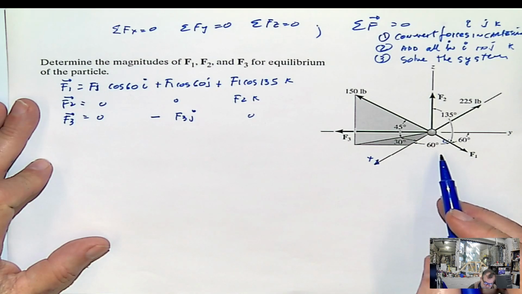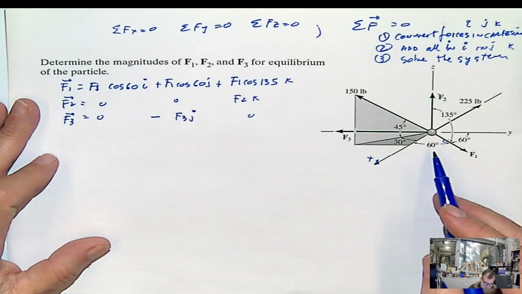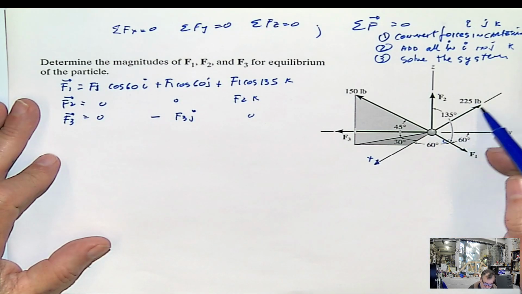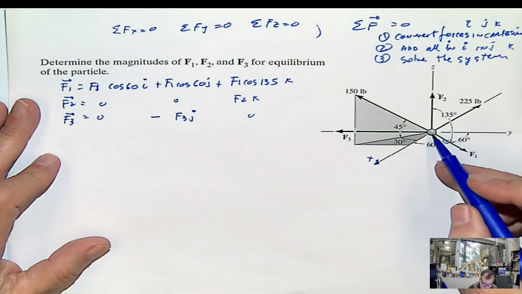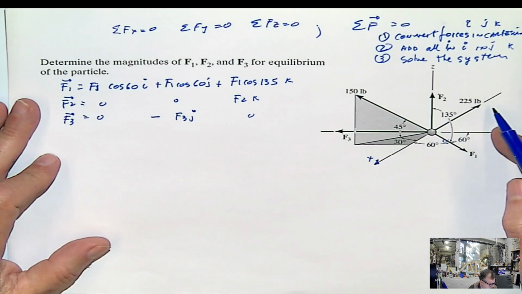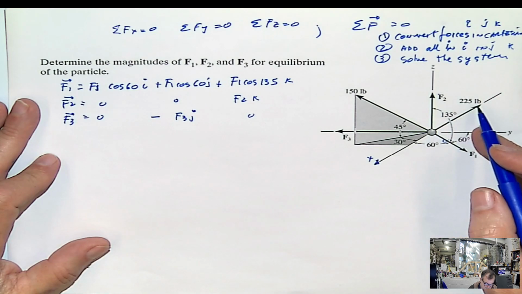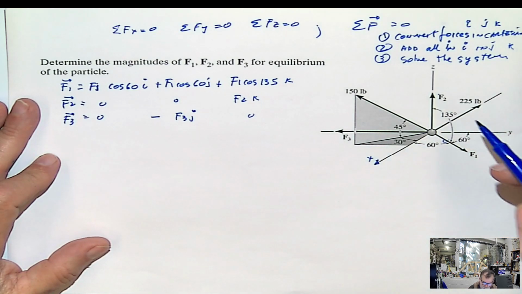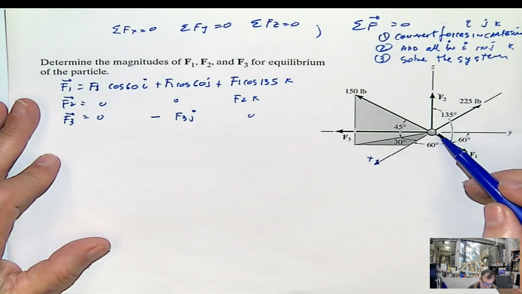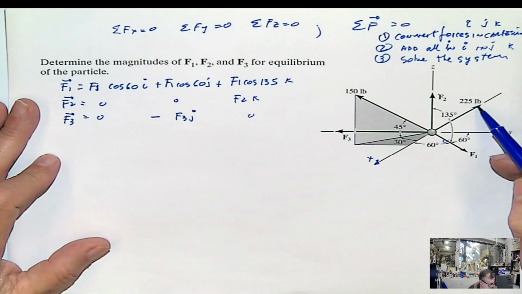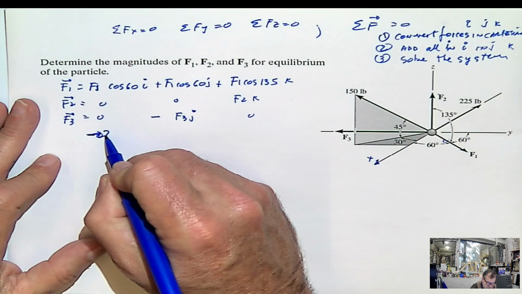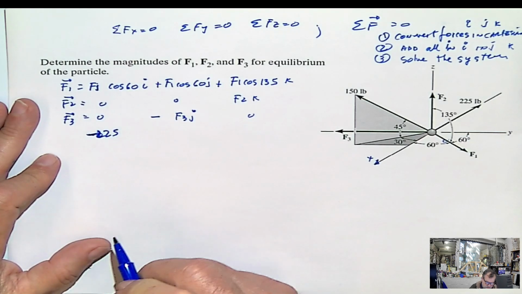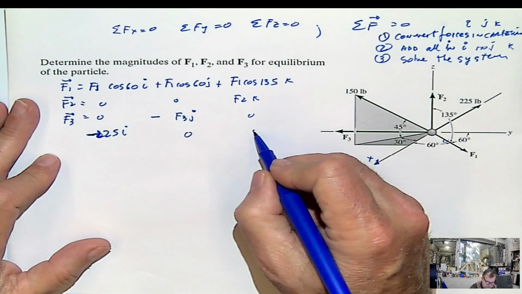And for what other forces? We have this force here. I know how much it is, it just doesn't have a name. I don't know if I put a name to that force, but anyway, unnamed force 1 is negative 225 in the I direction. So it's negative 225 I, and 0, 0.